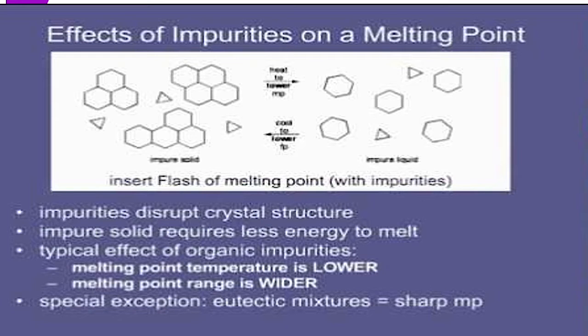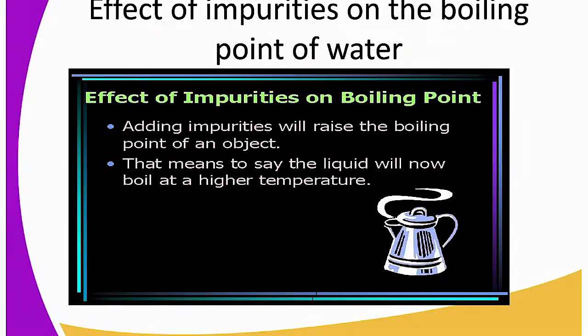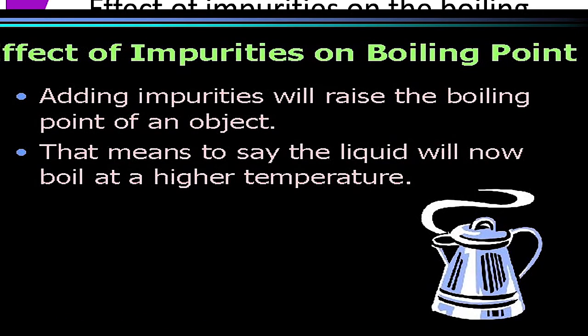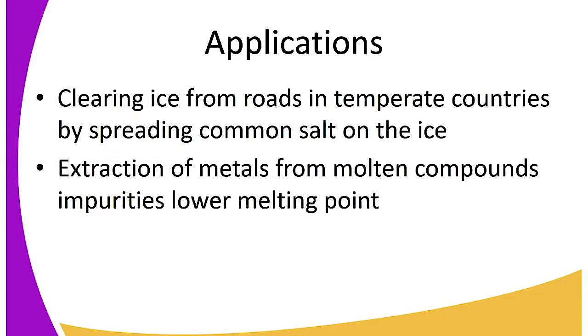And what are the effects of impurities on the boiling point of water? Impurities raise the boiling point of water. That means to say that a liquid now boils at a higher temperature. Let's say you add impurities to water. Water boils at about 99 to 100 degrees, but when you add some impurities, its boiling point is going to increase, and it's going to boil at a higher temperature. And that is the end of our topic.